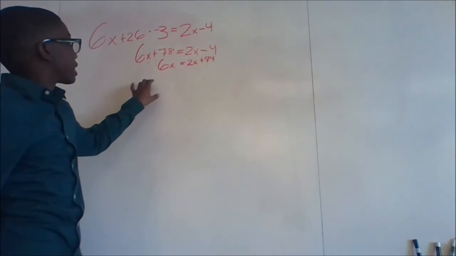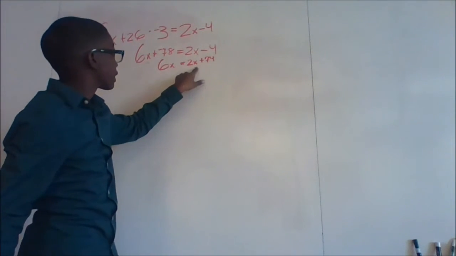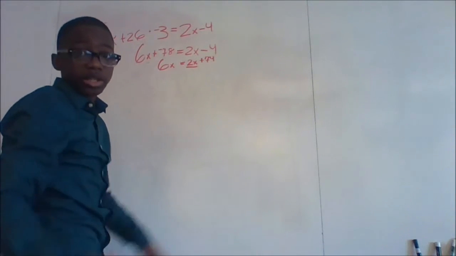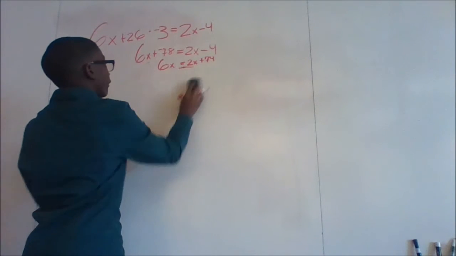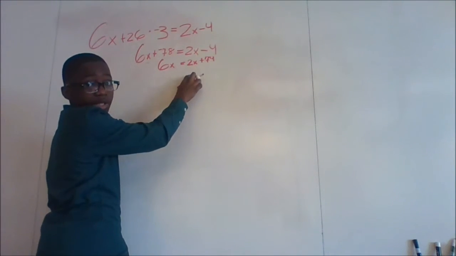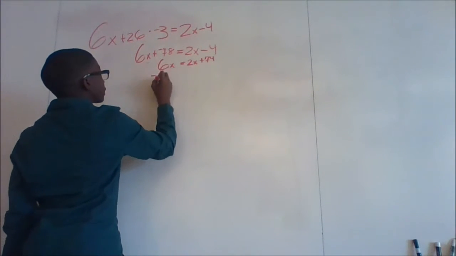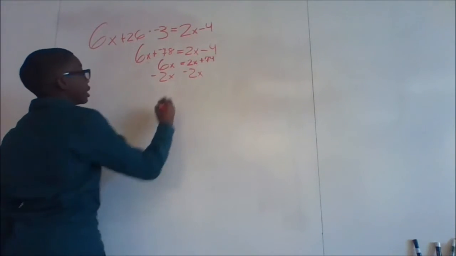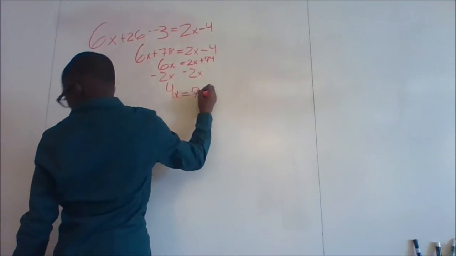Our next step, since we have the x on this side already, is to take this 2x and bring it over here. So we're going to subtract 2x from both sides. Because this x is positive, we have to subtract. When we subtract 2x from both sides, what we end up getting is 4x is equal to 74.